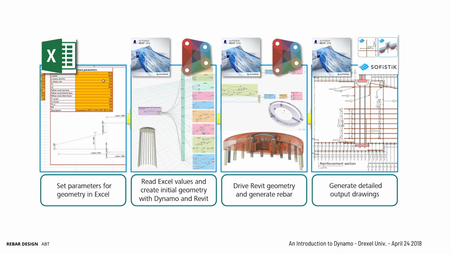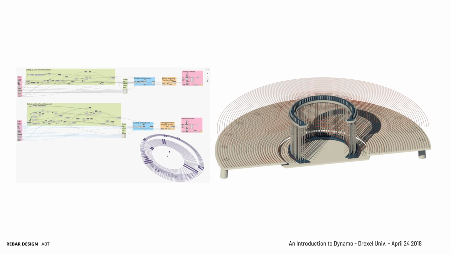So in step 2, they read that Excel and parse that information into Dynamo geometry. They use that Dynamo geometry to then drive and create Revit geometry. And then they also create their drawings in the same process. So again, thinking back to that process synergy, this is a pretty good example of it. This is kind of what it looks like.